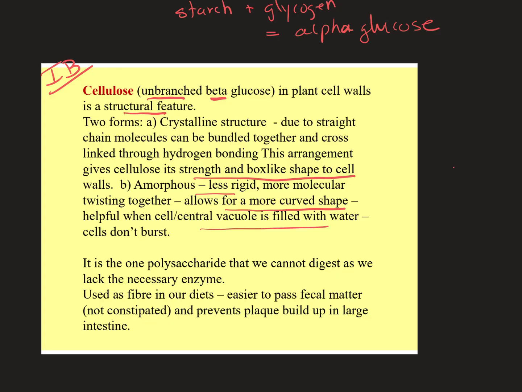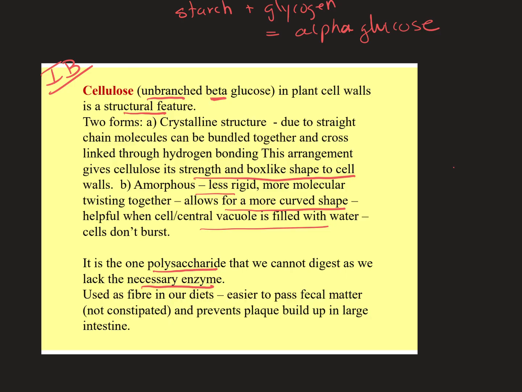Now, it is the one polysaccharide that we don't digest because we lack the necessary enzyme to break it up. As a matter of fact, I can only think of maybe one organism. It's a tiny microorganism that lives in the gut of termites. So often they say termites can digest wood. Well, actually, no, it is the protozoan inside their gut. They have a symbiotic relationship, and that protozoan has the enzyme that is able to break the bonds between the glucose molecules, the beta glucose molecules.